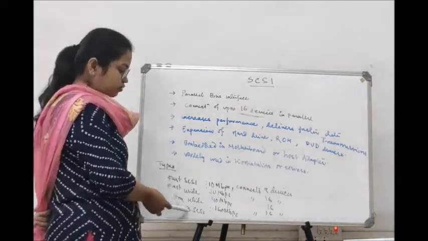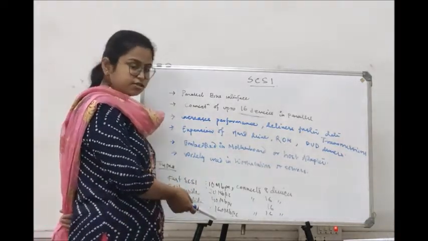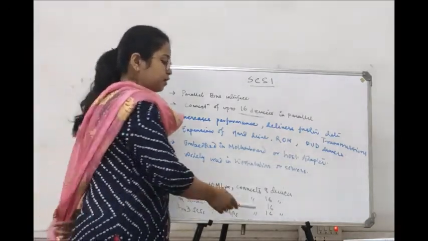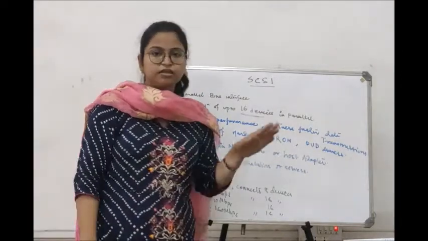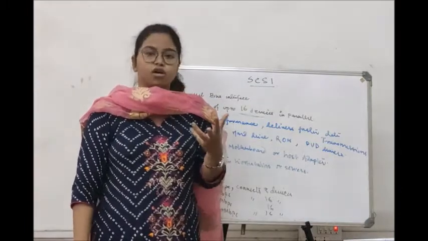Then we have ultra 3 SCSI. Okay, it is one of the fastest, and its bandwidth is 160 Mbps and it can connect up to 16 devices. So these are some of the theory things that you need to remember. It's just for your general knowledge, okay?